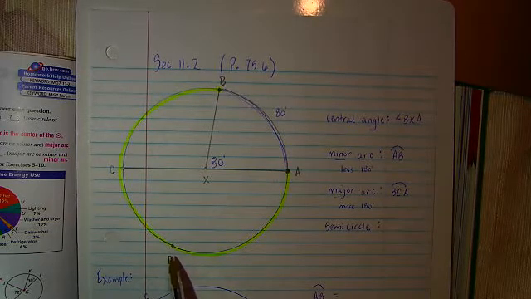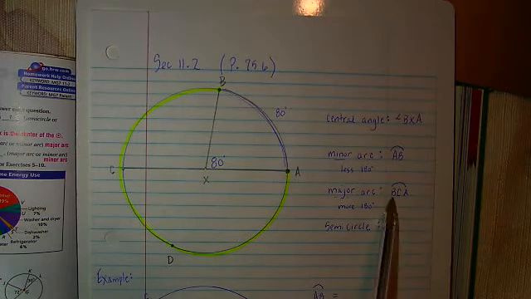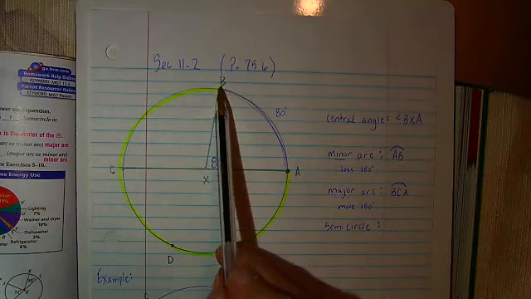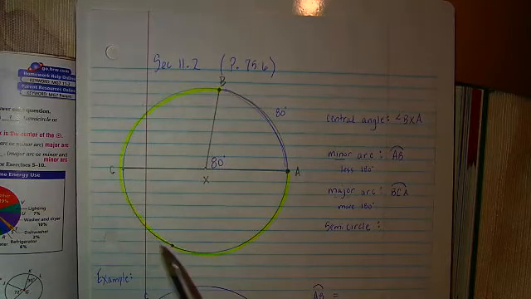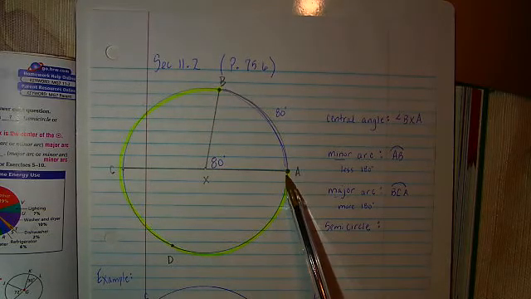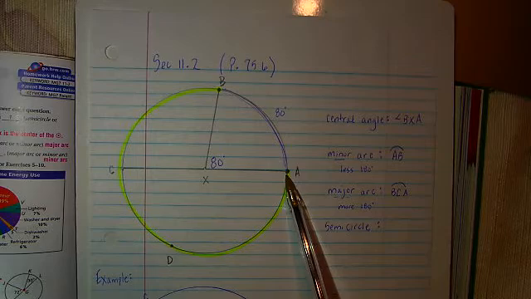You do not need to list every point you went past. There could be a whole bunch of them there. But again, if I'm going to start at B, I'm going to go towards C, okay? And then I just keep on going until I stop at A. All right, so that is a major arc.